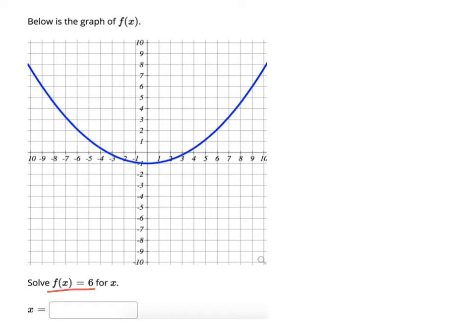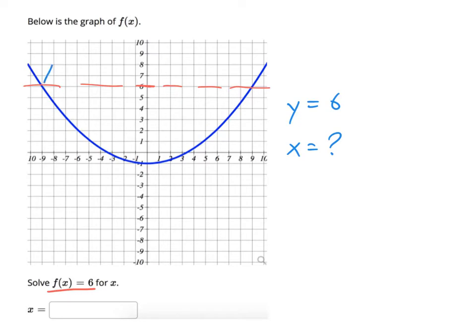Well, remember that f of x is basically just a big fancy name for y. So really what this problem is saying is that if y equals 6, what does x equal? That's what this question is really asking. And so if I go up to where y equals 6, and I look all the way across on that, and yes, I do want to take a look at both sides, I can see that there's actually two different places where my graph hits 6.